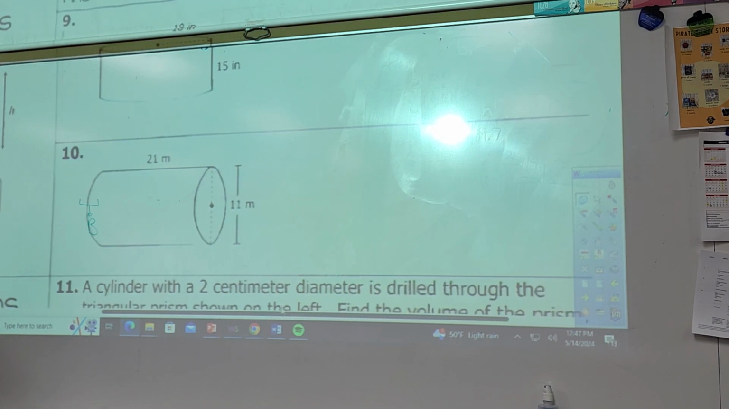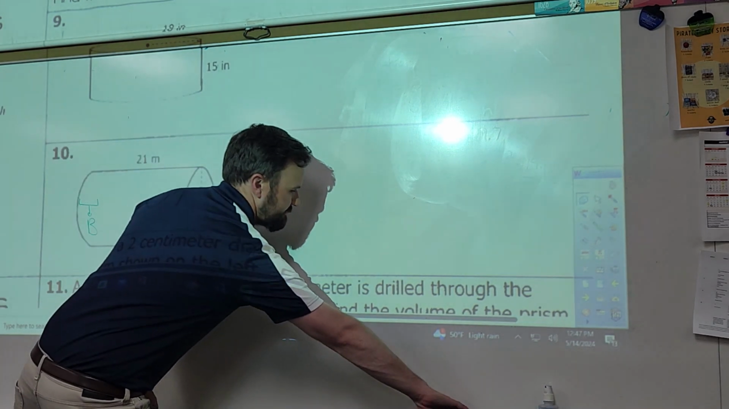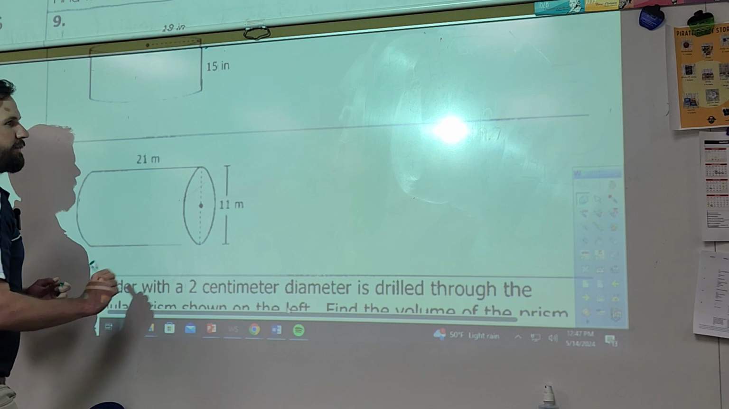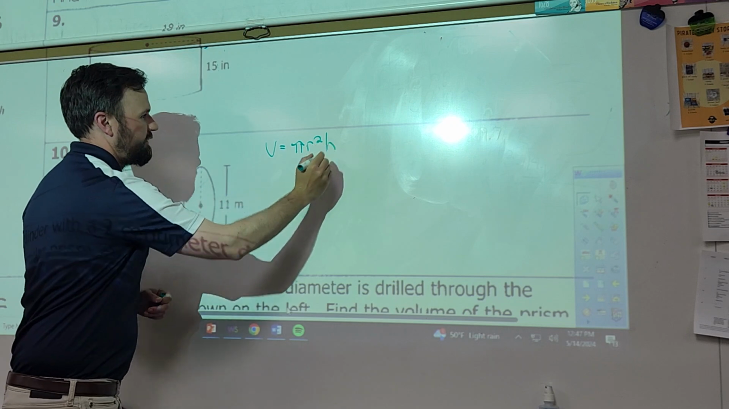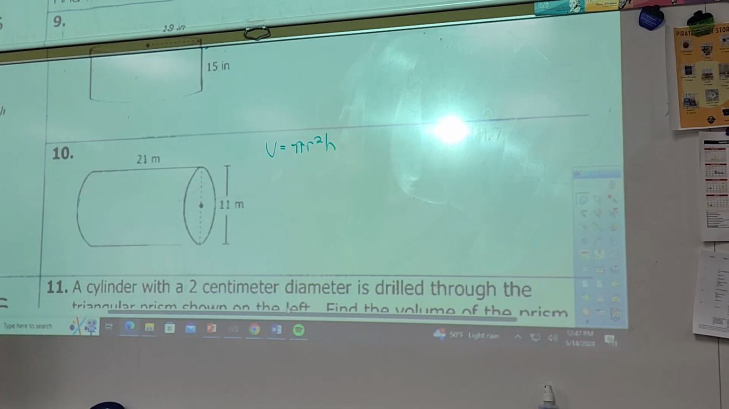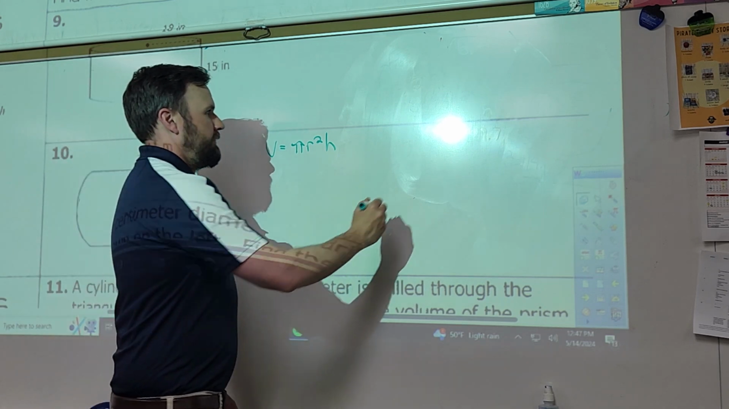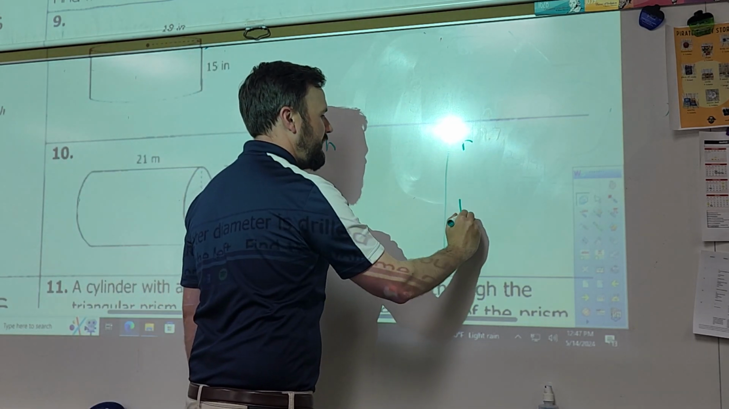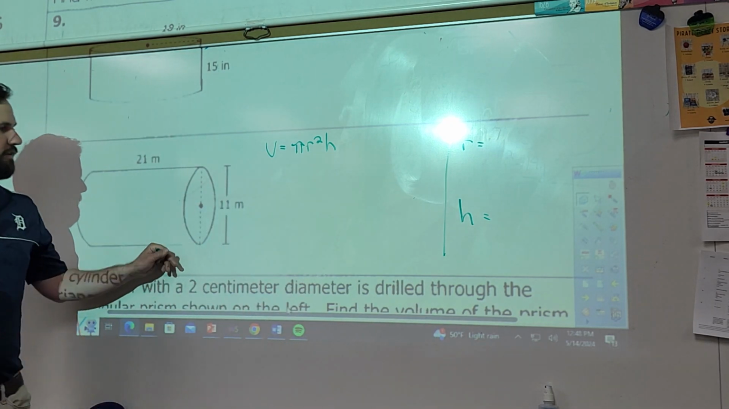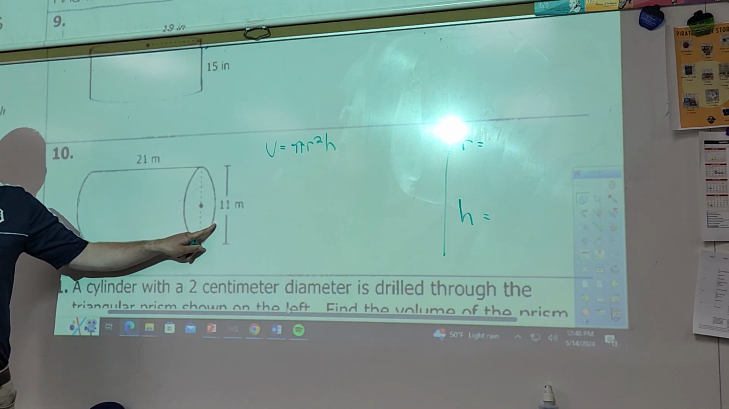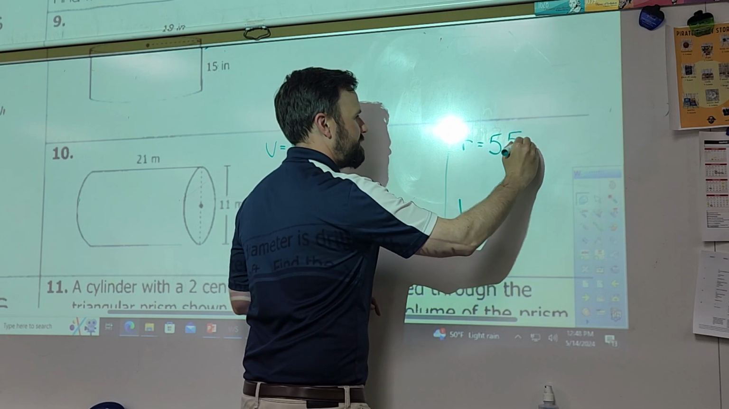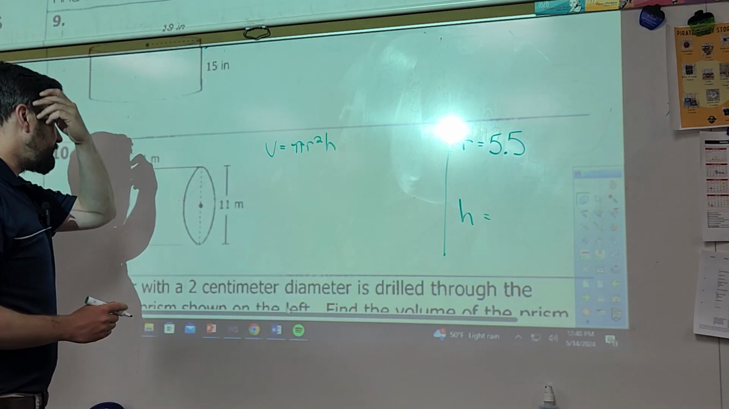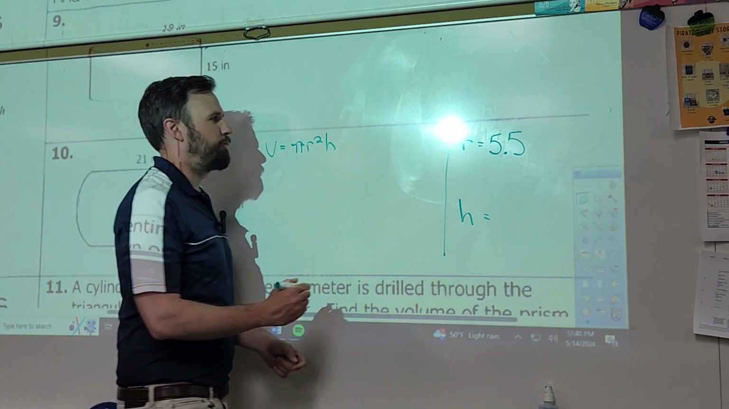So let's try number 10. My formula for volume is pi r squared h, right? Or the area of my base times my height. What's my r? What's my h? 11's my r. Are you sure? No. What's my r? 5.5. What's my h? 21.